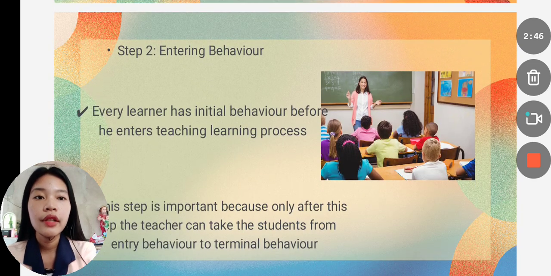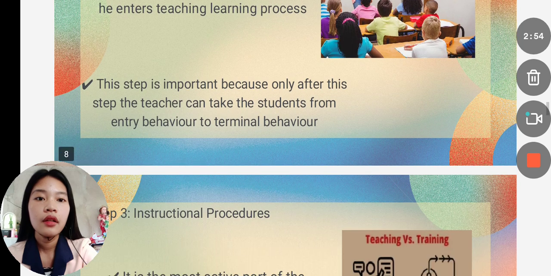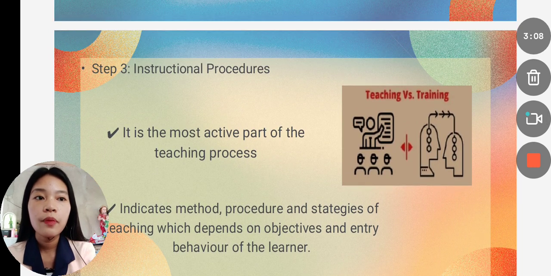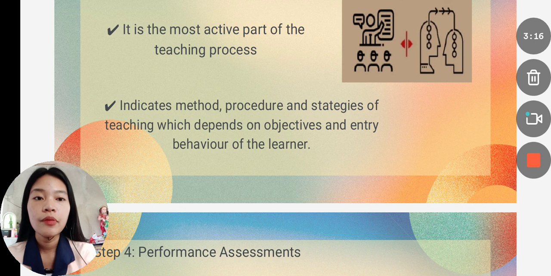Step number 2, entering behavior. Every learner has initial behavior before he enters the teaching-learning process. This step is important because only after this step, the teacher can take the students from entering behavior to terminal behavior. Step 3, instructional procedures. It is the most active part of the teaching process. It indicates methods, procedures, and strategies of teaching, which depend on objectives and entering behavior of the learner.